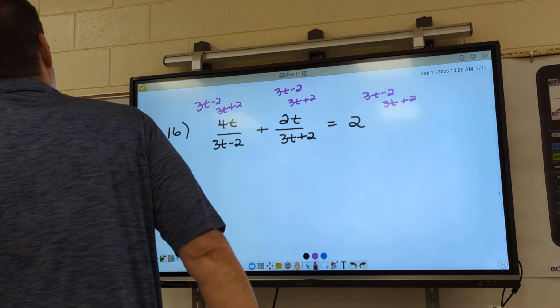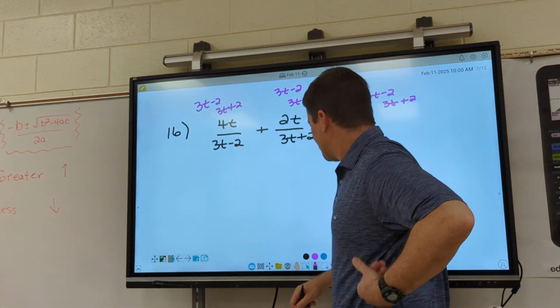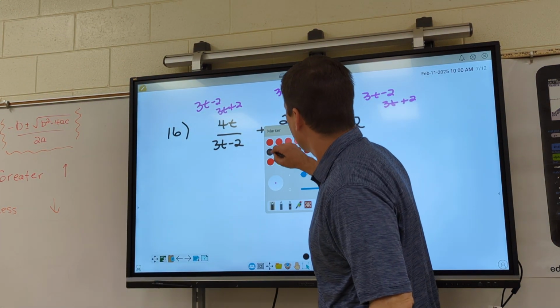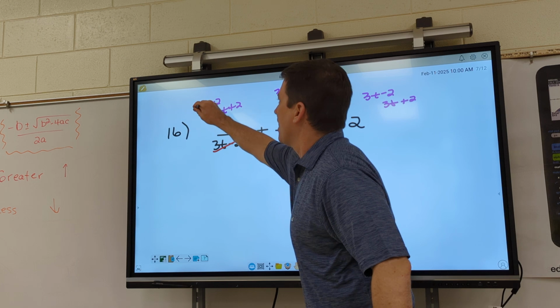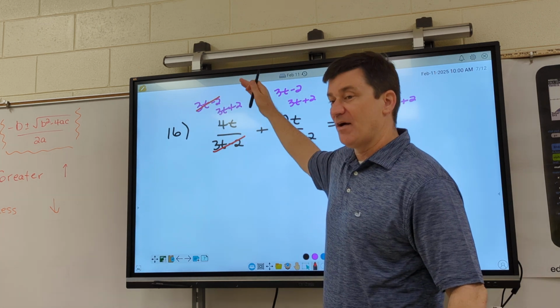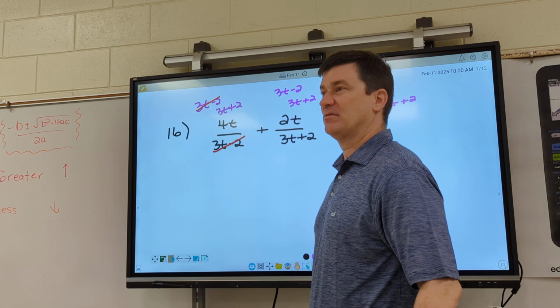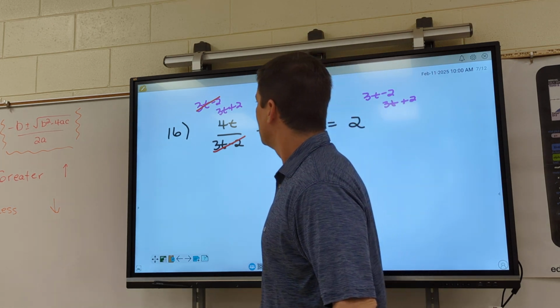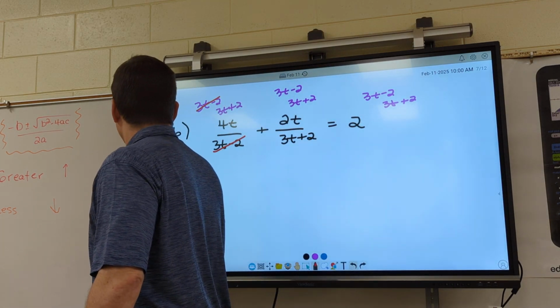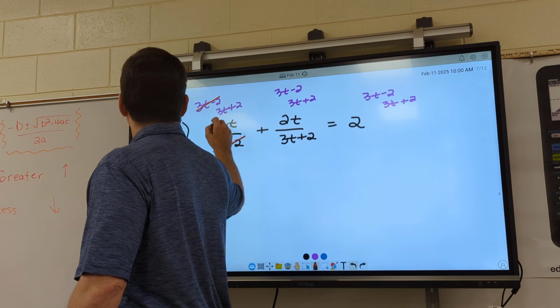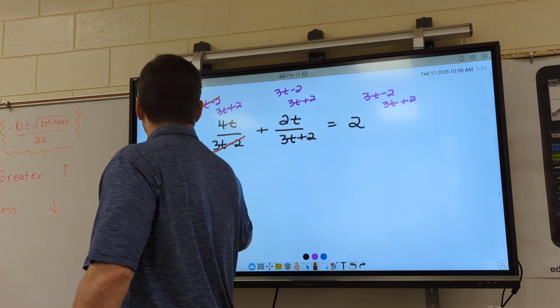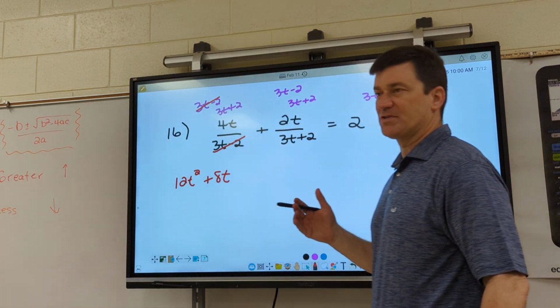All right, so now look, at the first fraction, what's going to cancel out? The minus 2's cancel. What do we do with everything that's left? We multiply it and bring it down. So what do I bring down? 4 times 3 is 12t squared. 4 times 2 is 8t. Y'all see how I got that?